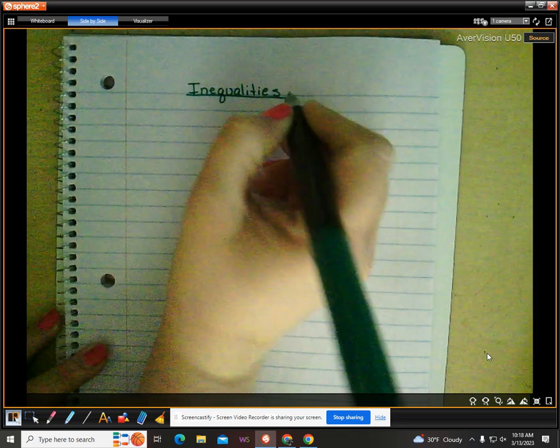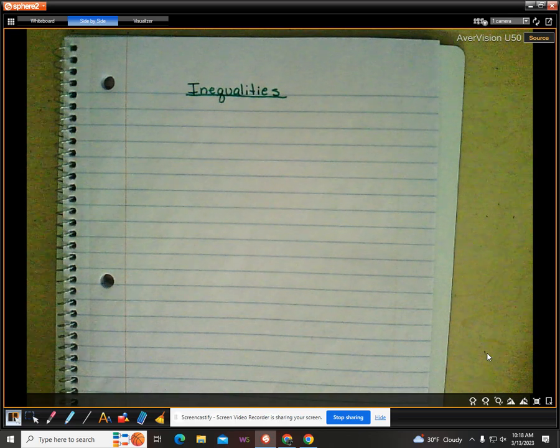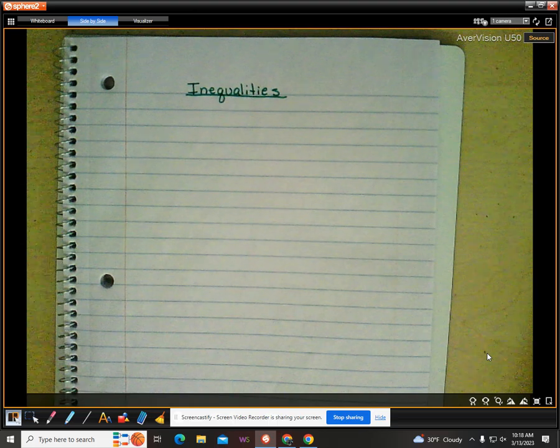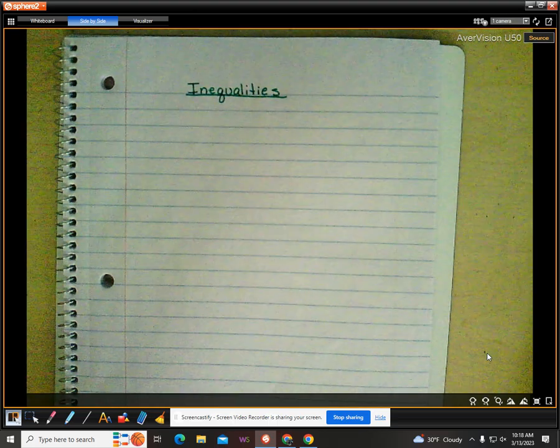Now, tomorrow what we will be looking at is using what we're learning today with inequalities and applying it to graphing inequalities.